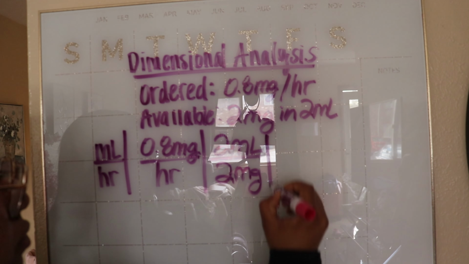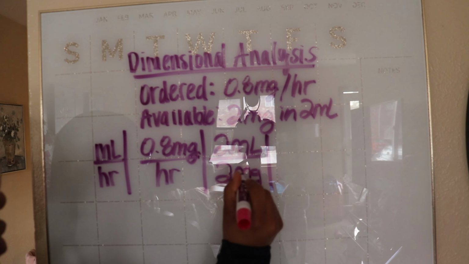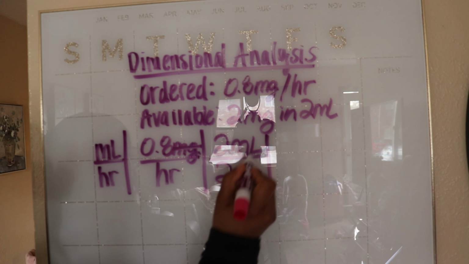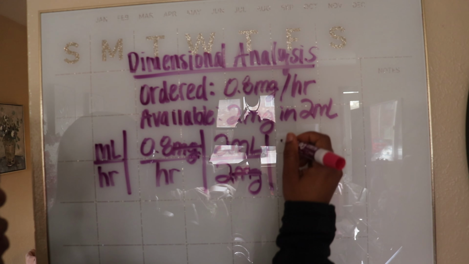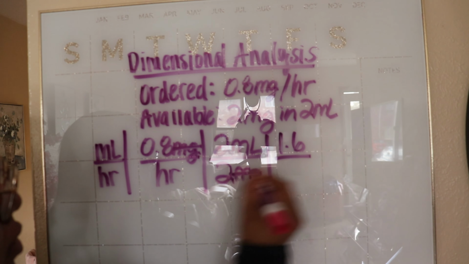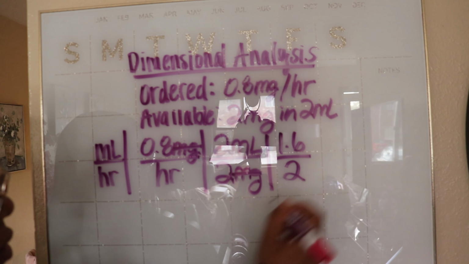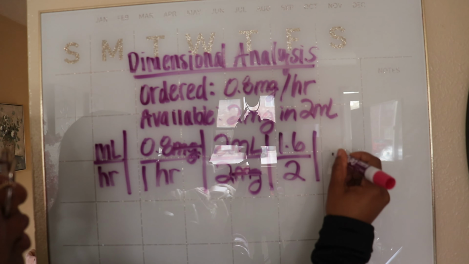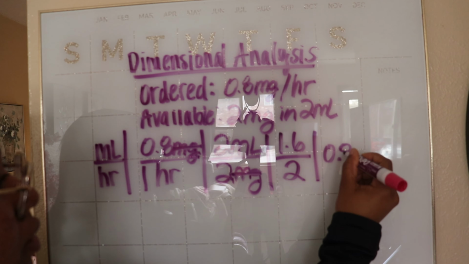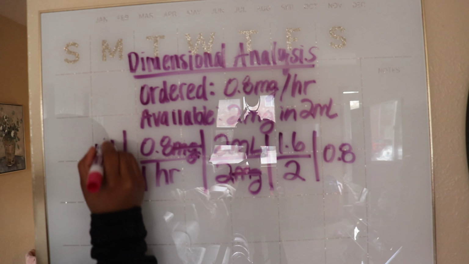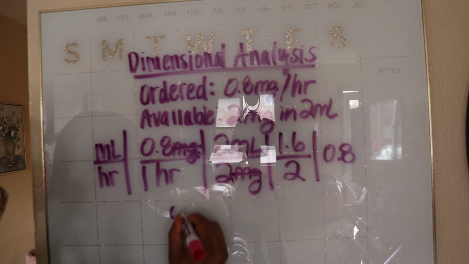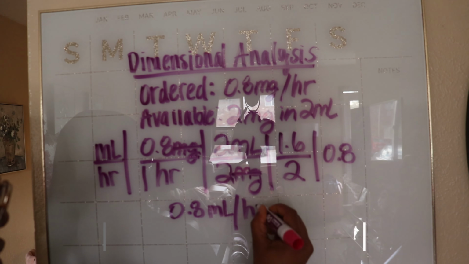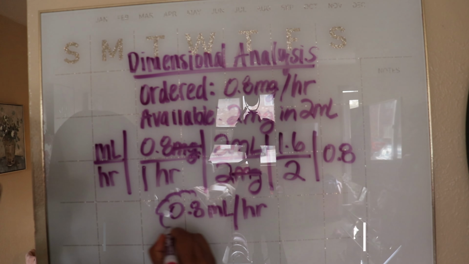And then we are able to go ahead and do our math. The mgs are diagonal, so they cross each other out. And now we are left with the hour on the bottom and the mL on the top, which is what we need because that's how we're setting the pump. So go ahead and do the math all the way through. And 1.6 over 2 is going to give us a total rate of 0.8 mLs per hour. So for the first question, the answer is 0.8 mLs per hour is what the nurse is going to set the pump as.